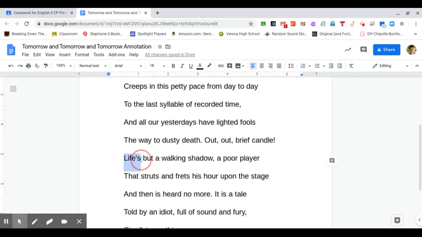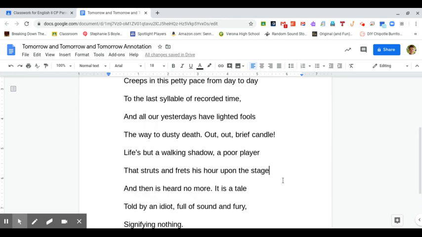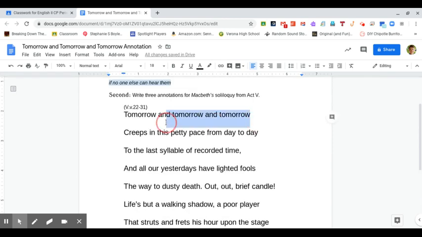Over here, "life's but a walking shadow, a poor player that struts and frets his hour upon the stage." This is a metaphor, right? It's comparing life, the abstract idea of life, to a poor player that struts and frets his hour upon the stage. So right here, we've got a metaphor that you might be able to describe later on, even a personification if you want to go in that direction. So there's a lot of stuff in here. We're going to do one together right now.